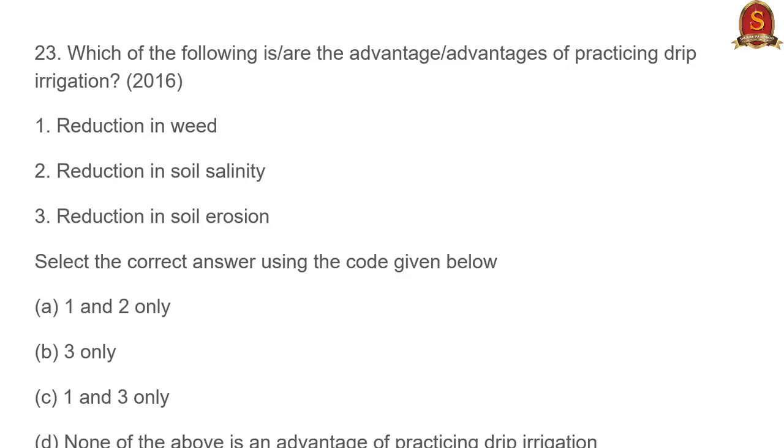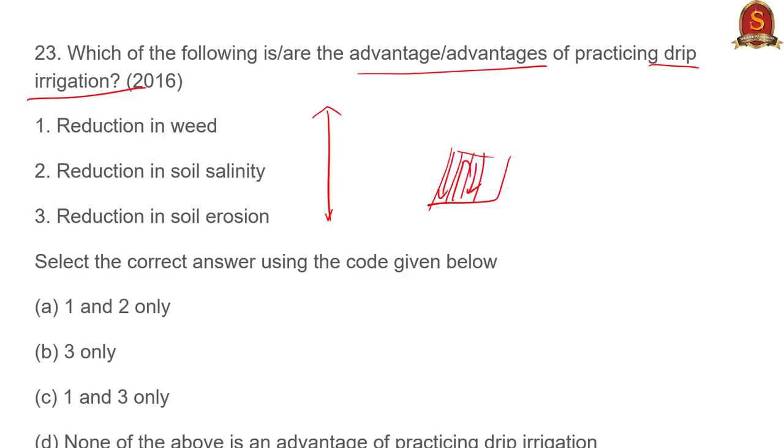Which of the following are advantages of practicing drip irrigation? Now, for answering this question, all you need to understand is what is drip irrigation. Now, usually when you go for irrigation, the entire field is flooded with water. When you talk about drip irrigation, you have a specific irrigation channel which feeds water to the roots of the plants directly. That is the only understanding you need to have. Look at the options and you will be able to narrow down logically.